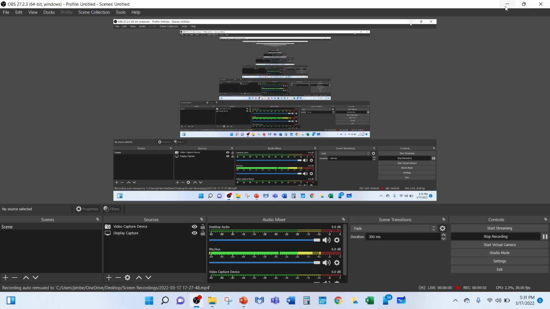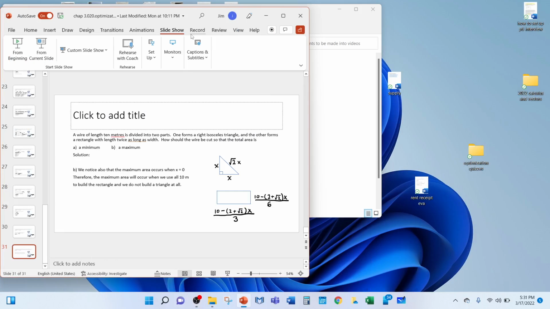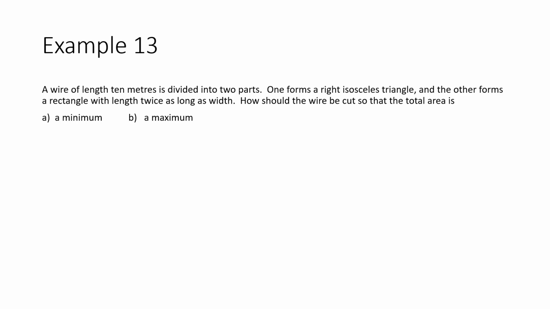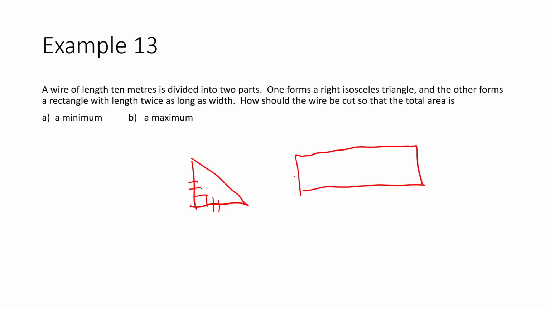In this video, we're going to do one of the famous wire questions. We have a wire of 10 meters and it's going to be cut into two parts. One part will be used to make a right isosceles triangle, and the other part will be used to make a rectangle where the length and width are in a 2-to-1 ratio. The perimeter will be 10, split between the two.